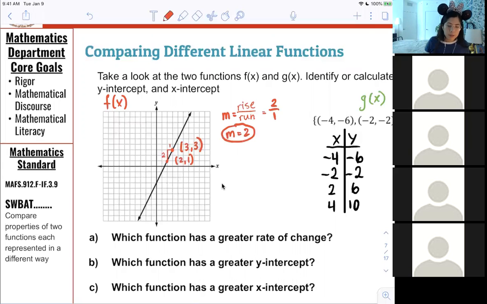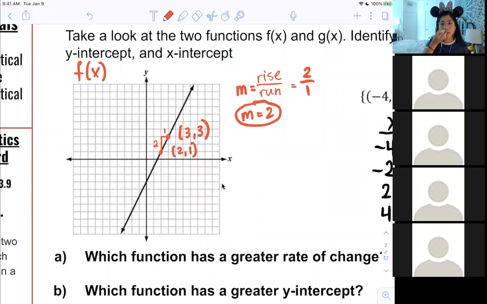Now I need to find the y-intercept. Where do I look for that? On the y-axis. Where does my function cross the y-axis? 3? -3. 1, 2, 3, right here. That's -3. That is my y-intercept. So b is -3.